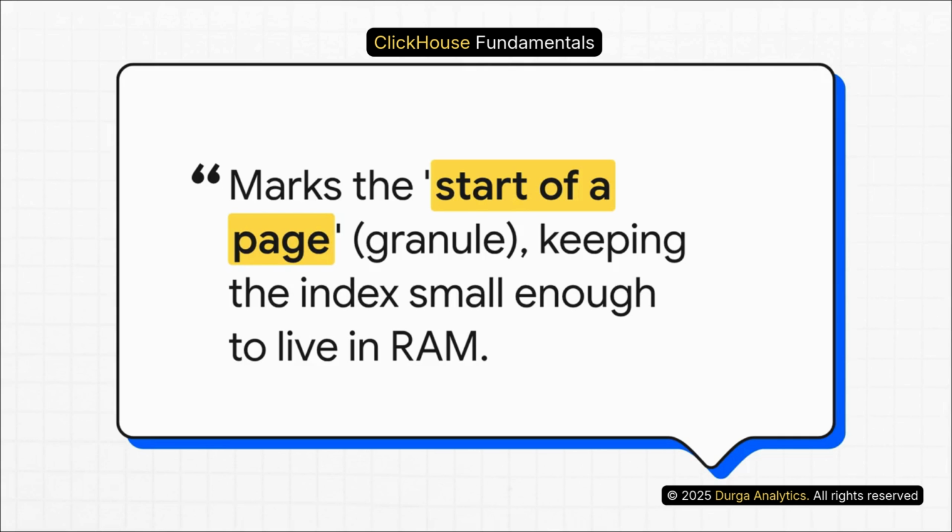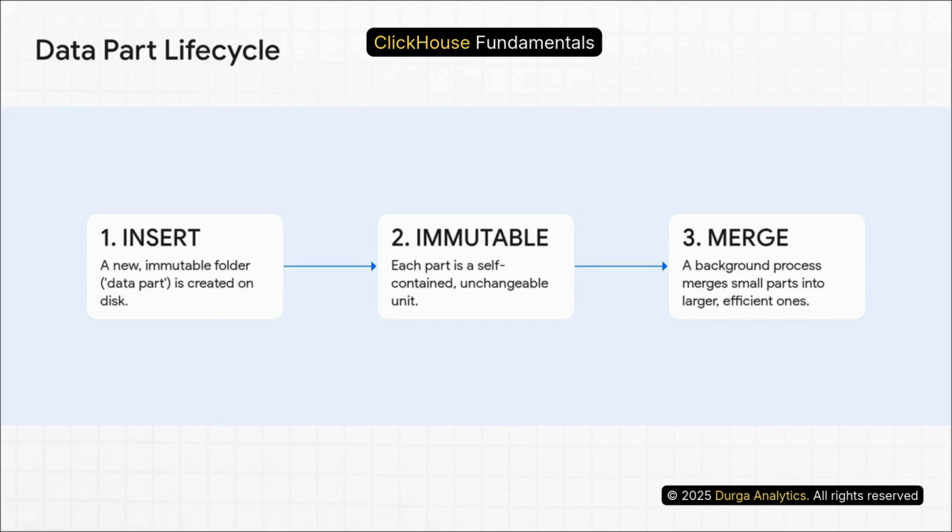your computer's RAM. You also learned all about the life cycle of your data. See, every time you run an insert, ClickHouse isn't actually modifying an existing file. Nope, it creates a brand new, unchangeable data part on the disk. It's like a self-contained folder with its own data and index files. Then later, a background process comes along and merges these smaller parts into bigger, more optimized ones, which is what keeps the system running nice and healthy.